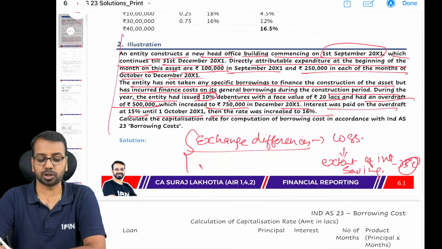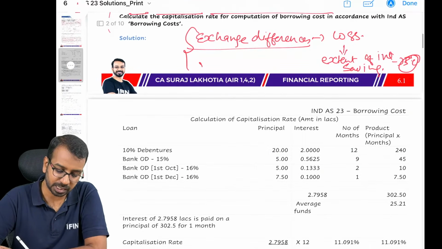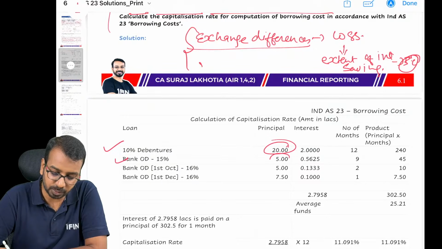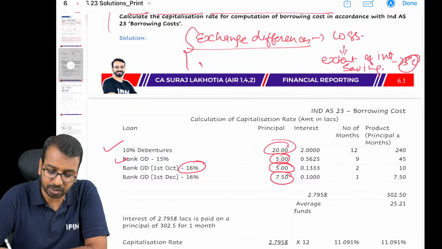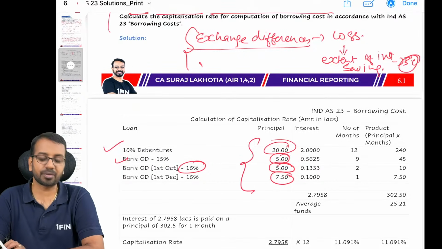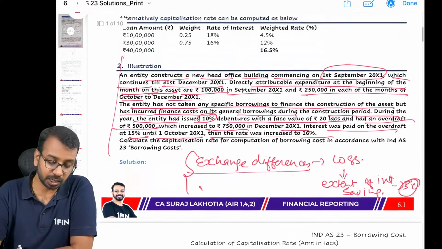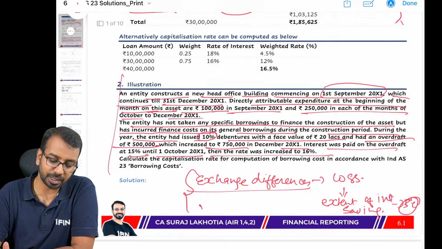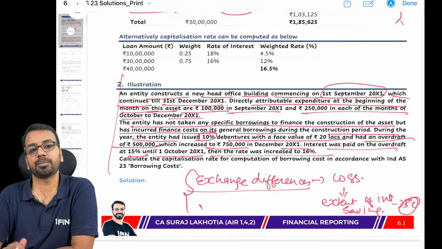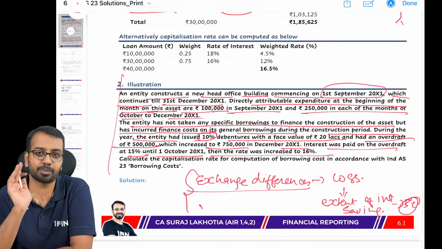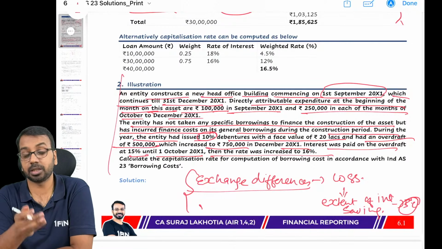Now here in this question, there are multiple borrowings. First is 10% debentures, 20 lakhs. Bank owed you 15% on 5 lakhs, subsequently it became 16% on 5 lakhs, and another 7.5 lakhs. Now these are happening at different parts of the month. Here, they have not said whether the debentures are outstanding from the beginning or were issued on 1st of September. Accordingly, your answer will change.